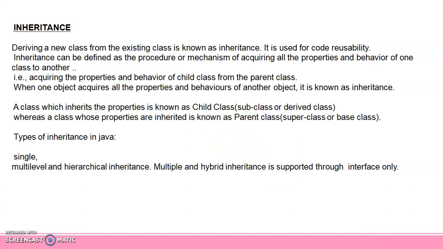So the next concept of object oriented programming is inheritance. One of the most important concepts in object oriented programming is inheritance. The major thing in inheritance is deriving a new class from an existing class. If there is already one class, from that class I'm going to derive a new class.